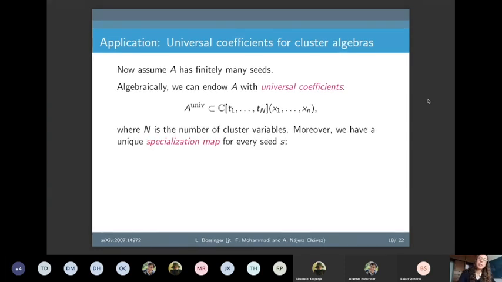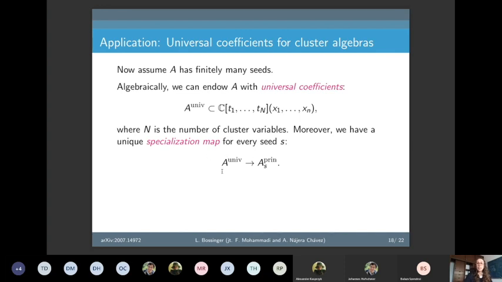And now these universal coefficients are called universal because they have a certain universal property among all kinds of coefficients I can endow a cluster algebra with. I will not explain this universal property, but one consequence is that we have a specialization map for every seed S that is an algebra morphism from the algebra with universal coefficients to the cluster algebra with principal coefficients at my seed S. And this morphism respects the cluster structure.